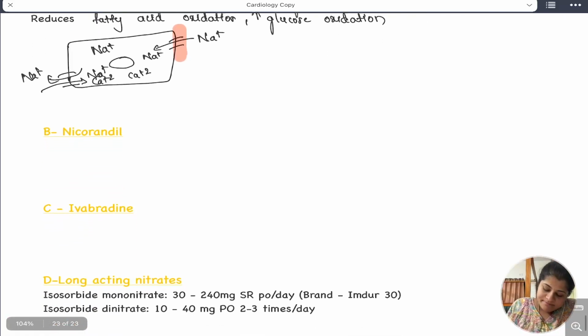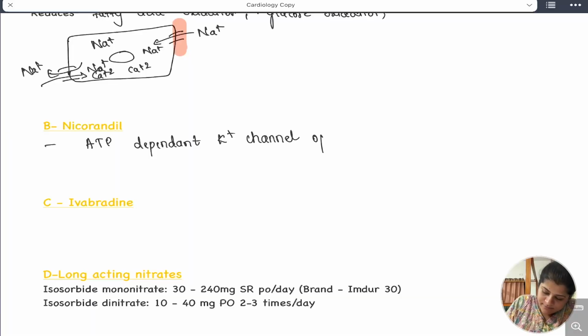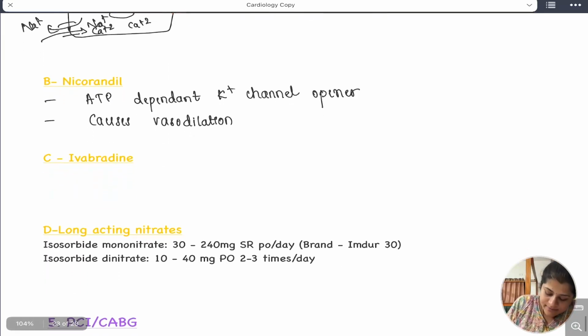Then Nicorandil. Nicorandil is an ATP dependent potassium channel opener. Now what happens? It causes vasodilation. This is about Nicorandil. Third is Ivabradine.